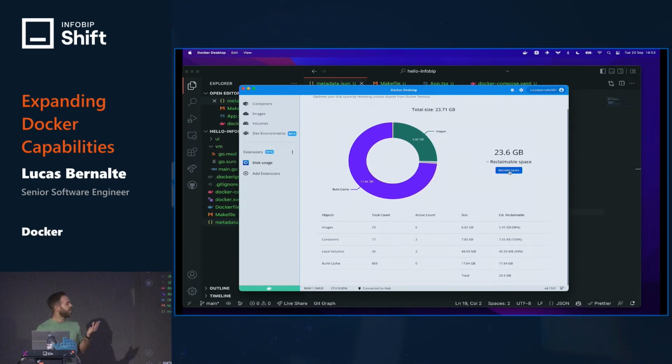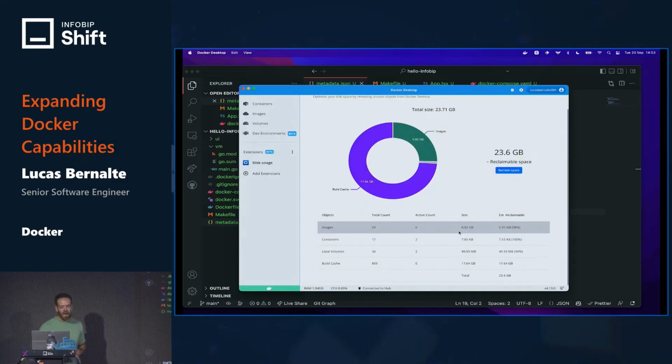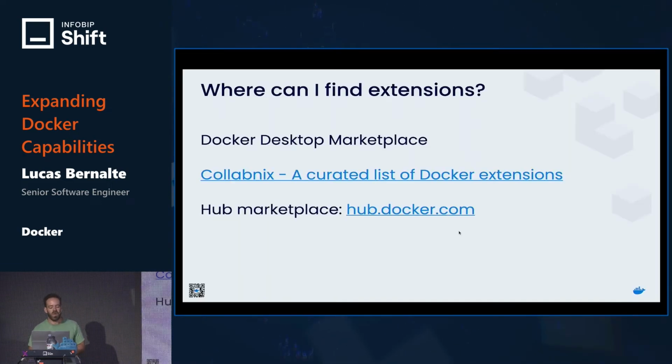So if I click on reclaim space, it's going to just ask me, what do I want to remove? And then if I click on delete, everything's going to get deleted. All right, so this is an example of an extension. And now I want to dive back and see what's happening here under the hood.